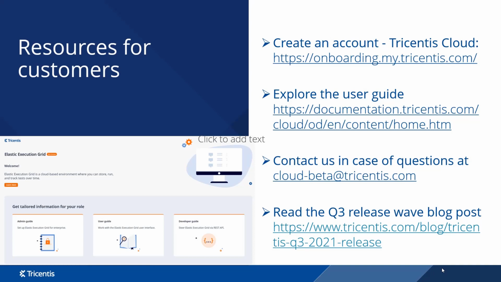If you would like to reach out to us, and as I can see, there are a couple of questions in the Q&A, so let's answer them. The first question that I see here in the Q&A section is, how does the pricing model look like for Elastic Execution Grid? Well, as we are in the tech preview right now, you can use Elastic Execution Grid as a Tricentis customer for free. The detailed pricing model will be published with the GA release of Elastic Execution Grid. The only limitation we have is the amount of agents which you can connect to Elastic Execution Grid, which is right now 50.